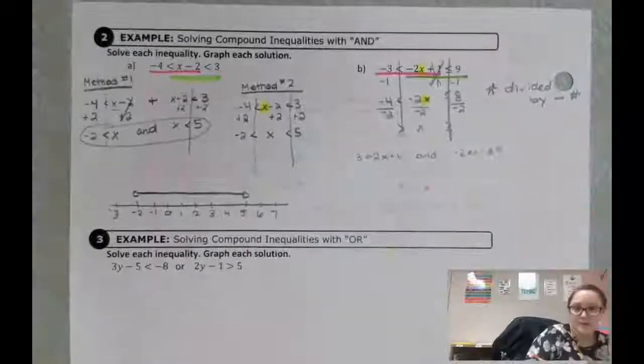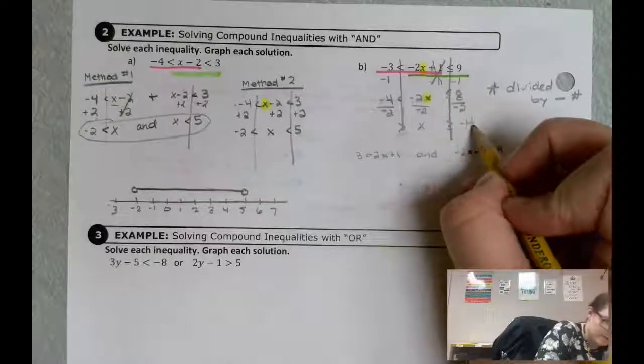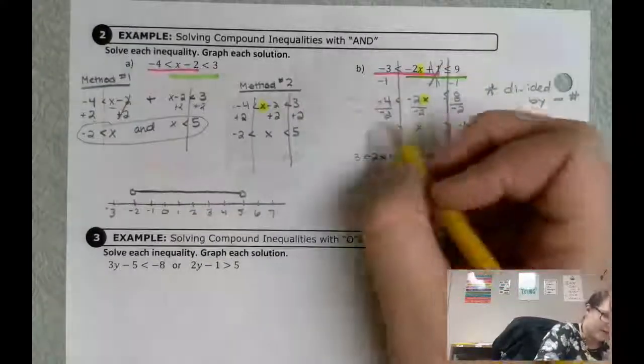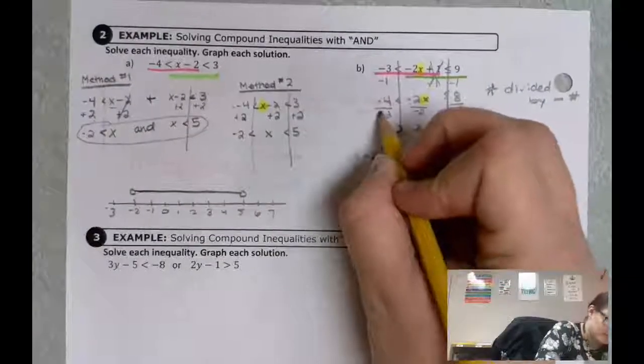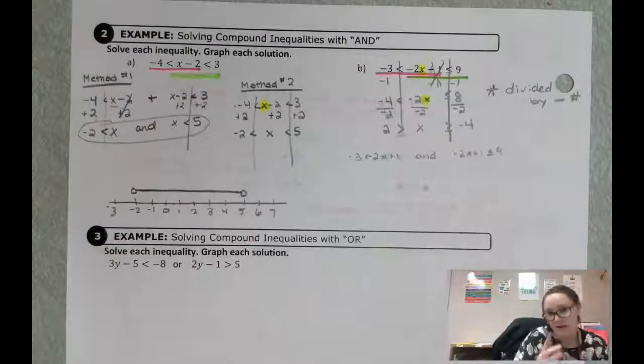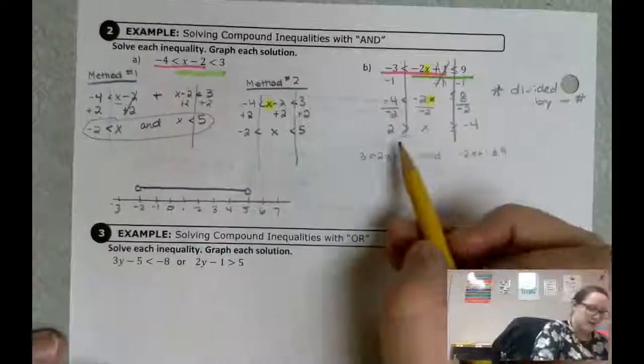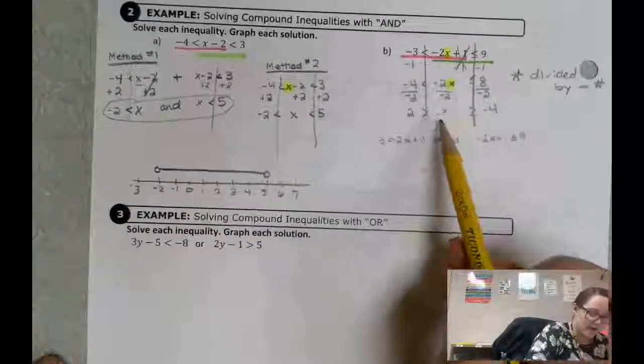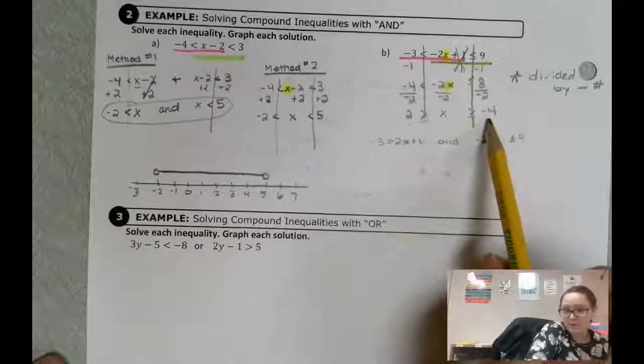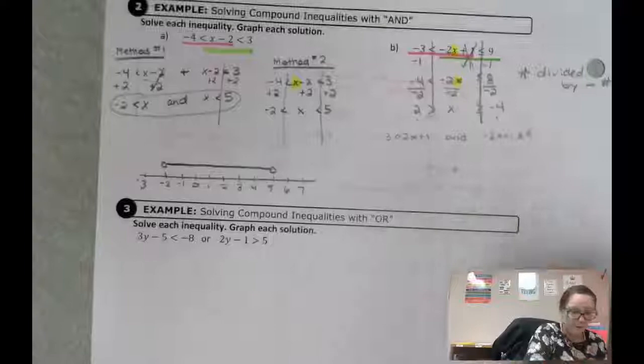8 divided by negative 2 is going to be negative 4. And negative 4 divided by 2 is going to be 2. Negative 4 divided by negative 2 is 2. So you can do it that way. Okay? So then everything flipped in it, so I have x is less than 2 but greater than negative 4. That can happen. We can do both of those.